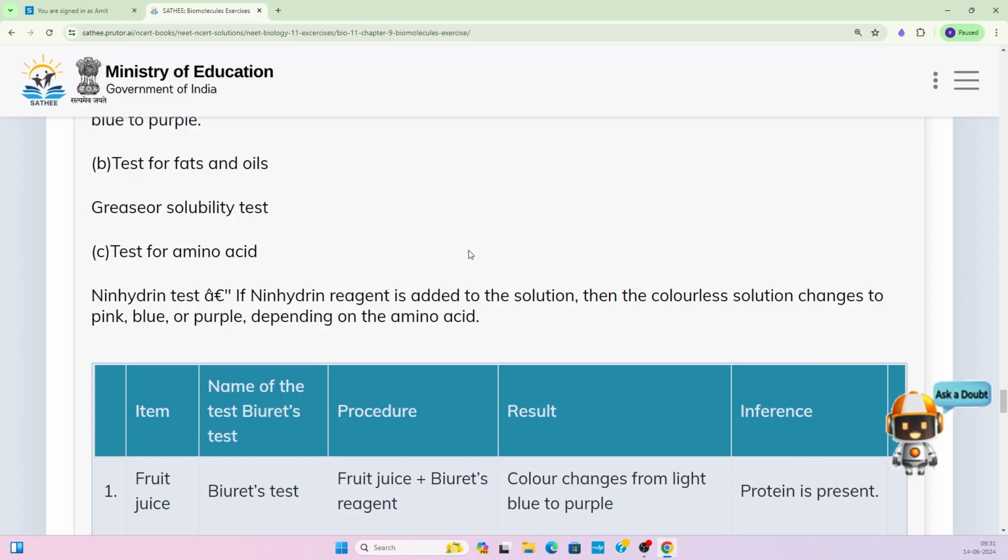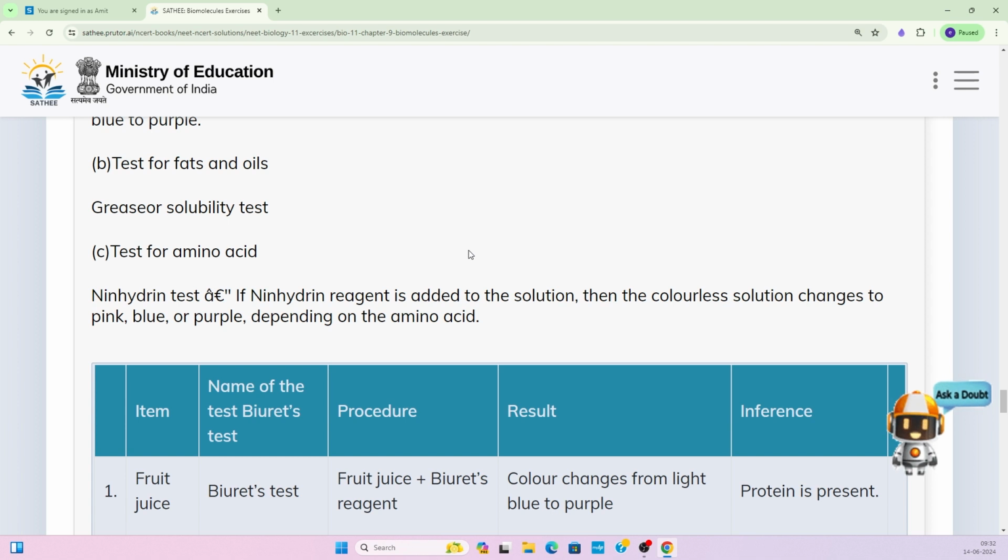Next, the test for amino acids. For this test, you can use ninhydrin solution, or the ninhydrin reagent. If ninhydrin reagent is added to the solution, then the colorless solution changes to pink, blue, or purple depending upon the amino acid.